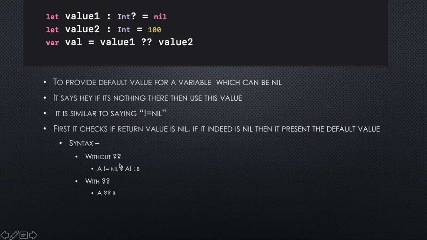So without double question mark, we used to do it like this. If a is not equal to null, then we give the value of a with force unwrapping, and if it is null, then we give b, where b is a default value. And with double question mark, you can write it in a very short, shorthand way: a double question mark b. If it has a value, then it will unwrap it and give you the value. If it does not have a value, then it will give you a default value.